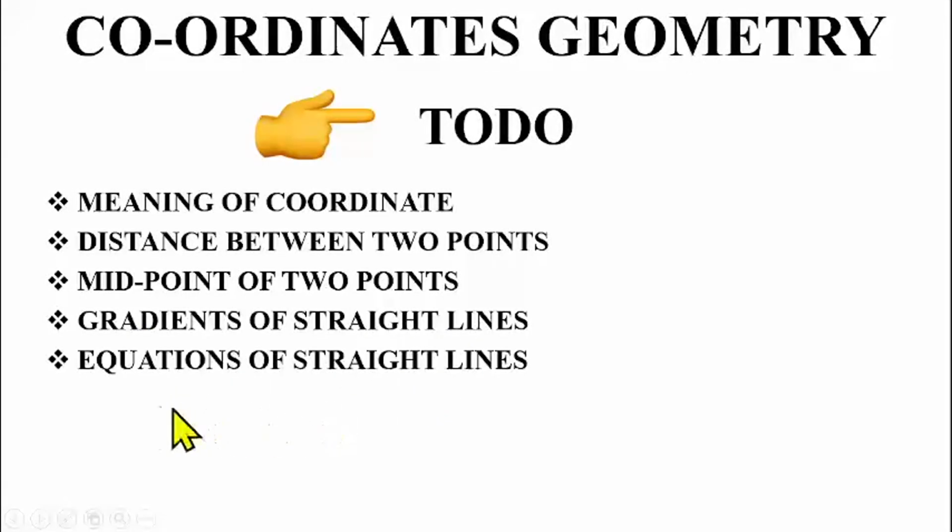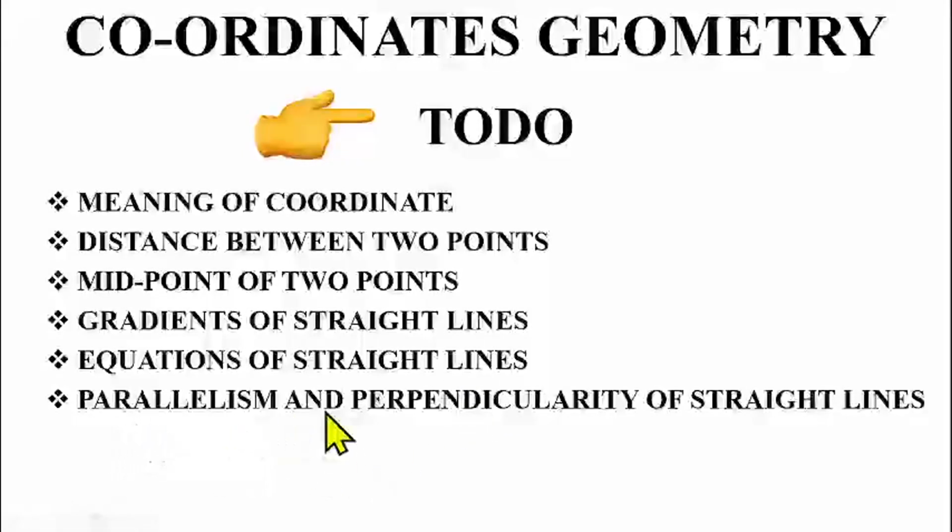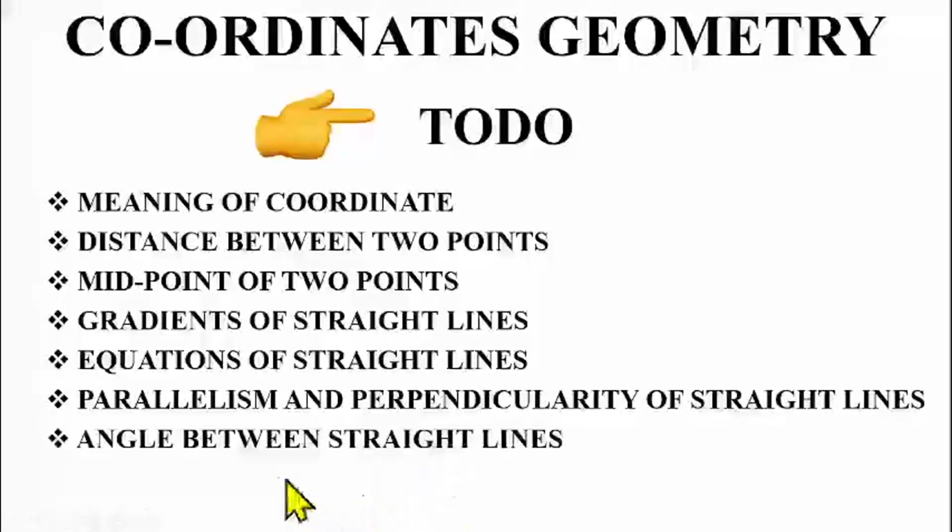And also we are going to be finding the equation of a straight line, given the coordinates of 2 points that the line passes through. And also we are going to be talking about the parallelism and perpendicularity of straight lines and their implications. And also we are going to be talking about angles between two straight lines.